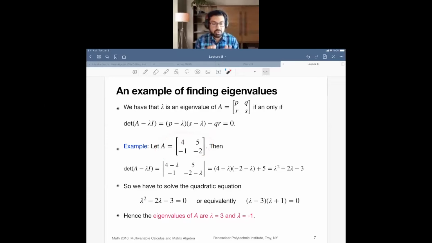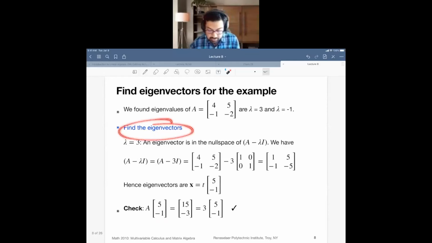So now essentially what you know is, if you took A and multiplied it with some vector X, you would get a scaled version of that X. That scaling for this particular A can be 3 or it can be negative 1. So you'll have two solutions here. Let's take a look at lambda equals 3. What would be that X that would satisfy this? And let's take lambda equals negative 1 and then check what eigenvector we get for A when lambda is negative 1. So, finding the eigenvectors. We have already found the eigenvalues as 3 and negative 1.